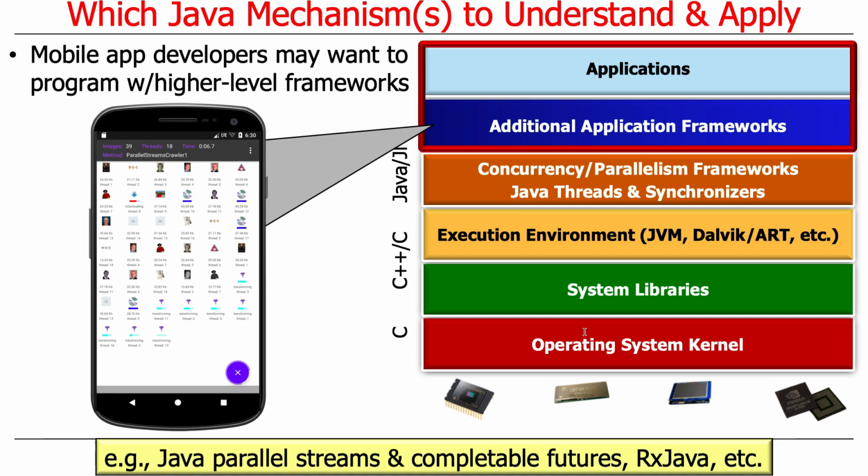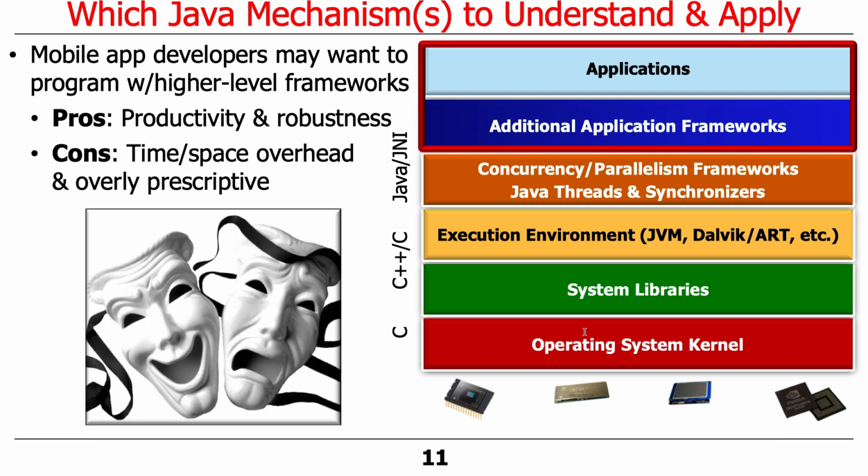Then the third model here are people who are building apps. I'm using mobile apps because we're using Android here, but it could be anybody building any kind of app. If you're an app developer, you probably want to program with these higher level frameworks, things like Java parallel streams, completable futures, RxJava, Kotlin structured concurrency in the form of coroutines, which I think we're going to cover later in the course. So these are higher level frameworks for writing code. They shield you from a lot of the low level details.